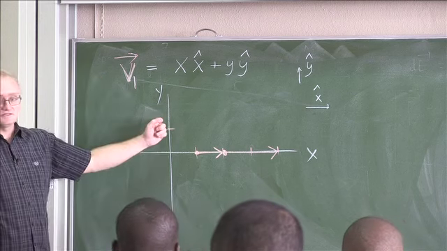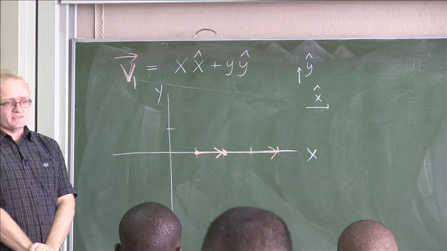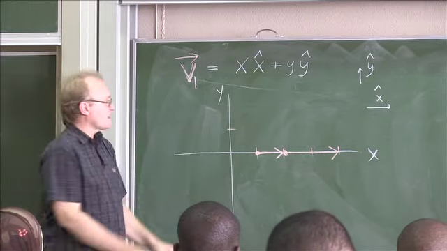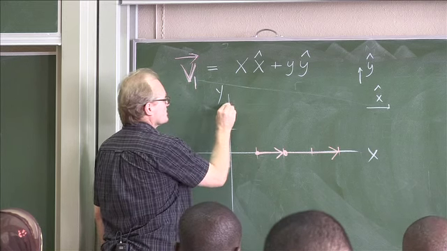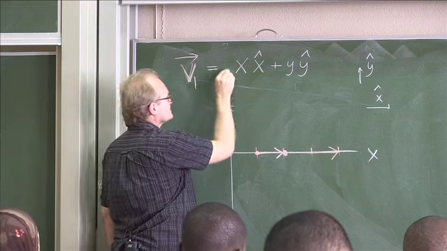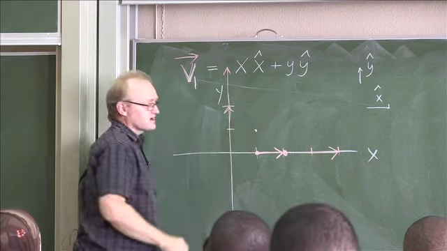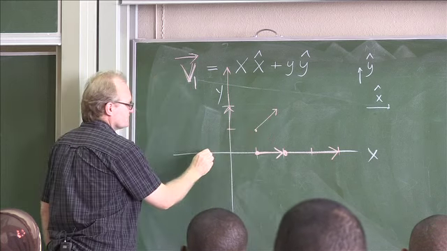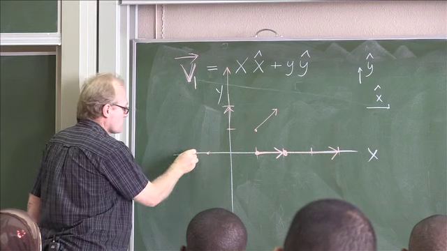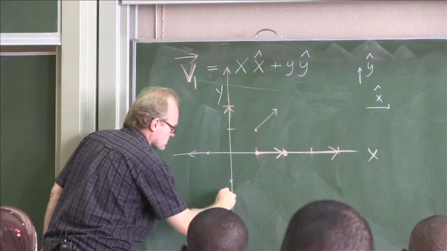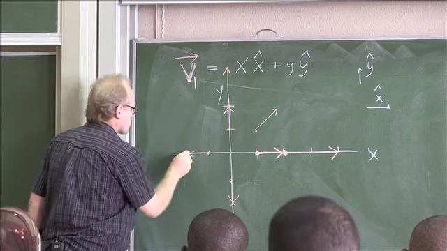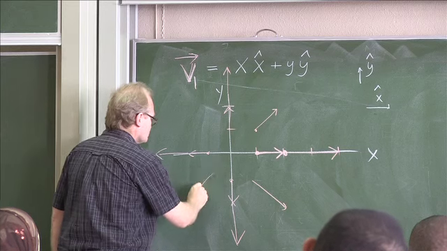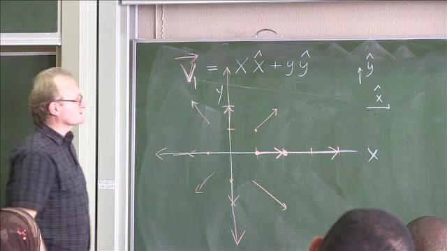Here I'm at y is 1. What does the vector field look like? y is 1, x is 0, V1 is 2y hat. What about over here? What will the field look like here? Good. So that's what it looks like. Here it will point out like that. Here it will point out like that. Point out like that. So that's the picture of V1.